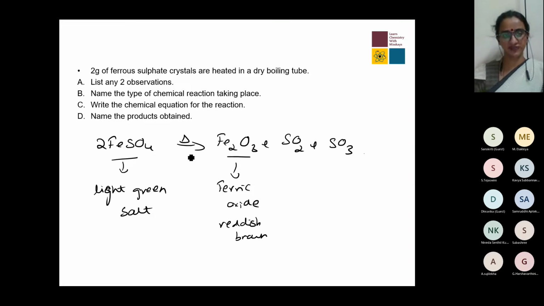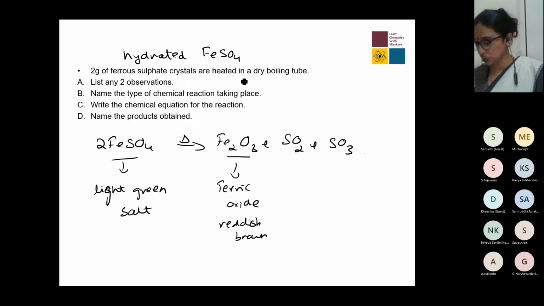Okay. So our first observation is the change in color from a light green color to a reddish brown color. Okay, that's the first thing. Now, there's a step in between that occurs. For ferrous sulfate to be in the form of crystals, it needs to be hydrated. Only hydrated ferrous sulfate, or ferrous sulfate that contains what we call water of crystallization, is going to have this light green color in it.